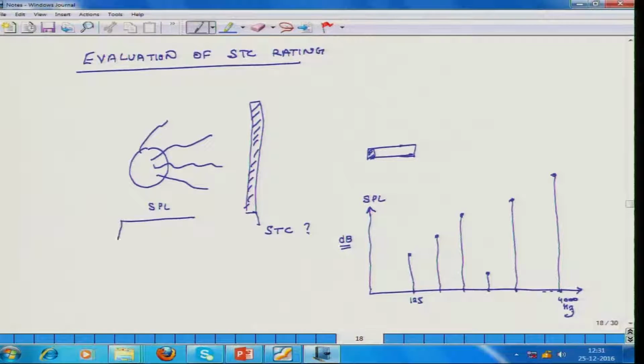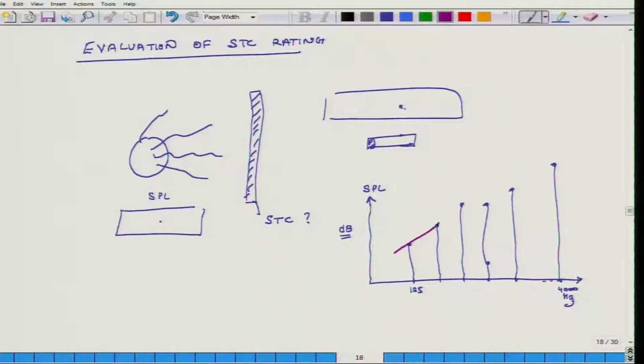I find the SPL as a function of frequency on this side, and the SPL as a function of frequency on the other side. I do 1/3 octave band analysis on both sides, take the difference of those two curves, and I get this difference curve. Let us say that if I join all these points, it looks something like this. So, this is the STC curve for my partition.